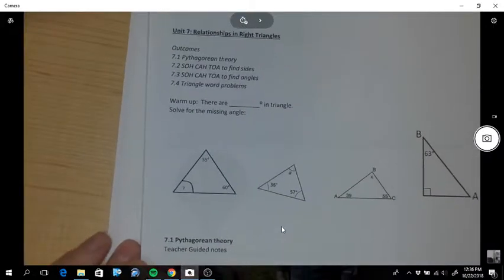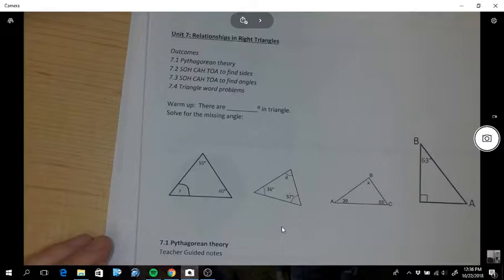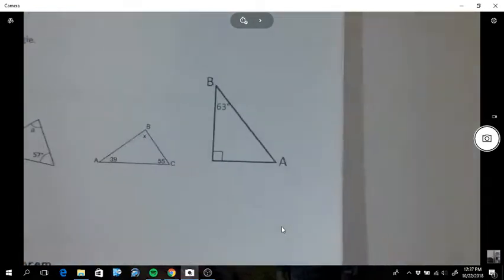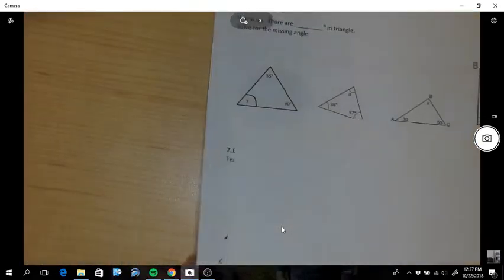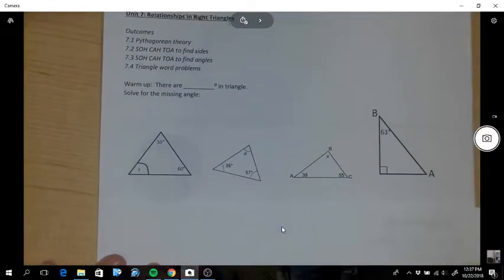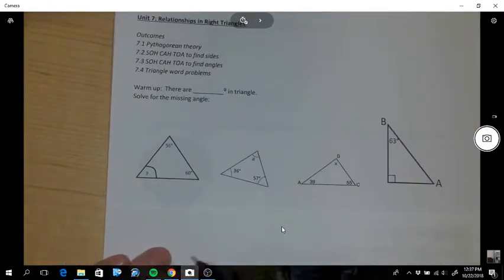Okay, we're going to start Unit 7, relationships in right triangles. So, trigonometry stuff. Just to begin, you have to know that inside a triangle there's 180 degrees. Okay, so 180 degrees inside.